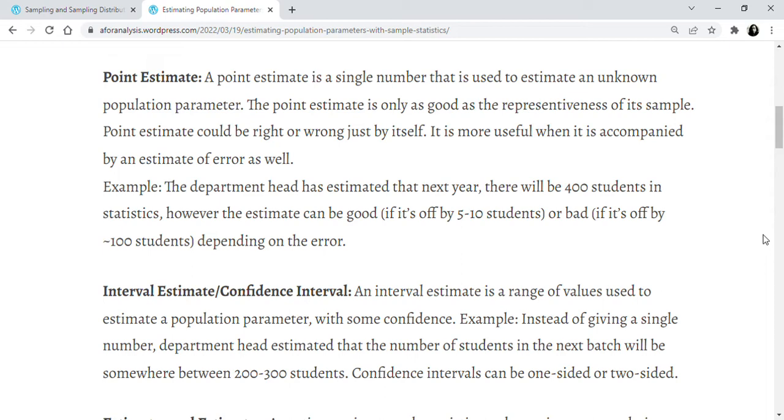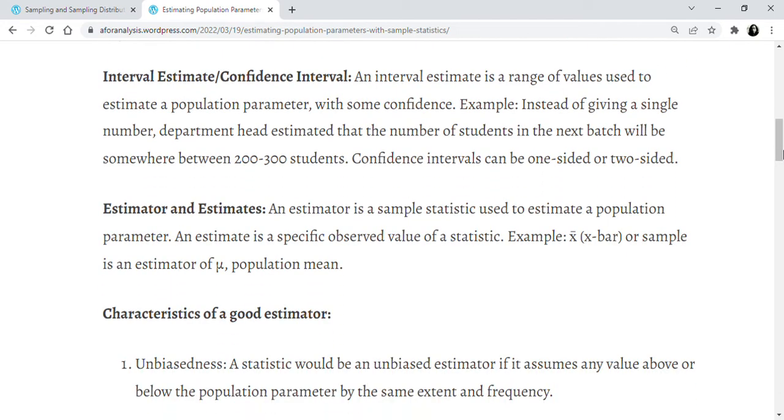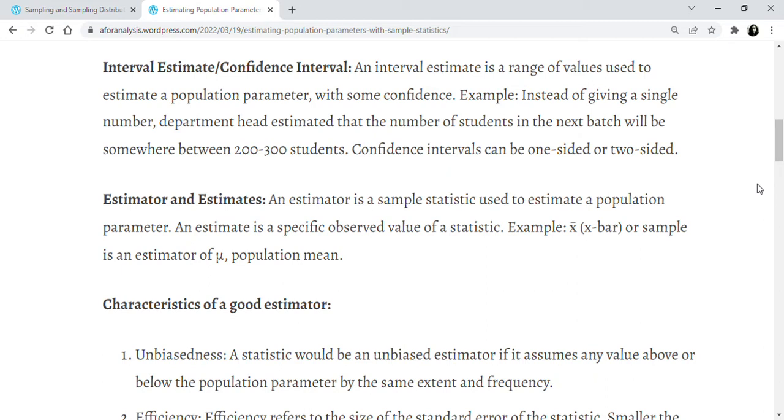Next is interval estimate or confidence interval. An interval estimate is a range of values used to estimate a population parameter with some confidence. For example, instead of giving a single number, the department head estimated the number of students in the next batch will be somewhere between 200 and 300 students. The confidence intervals can be one-sided or two-sided. So instead of giving just a single value like 350 or 400, if we go for a range, this will be an interval estimate.